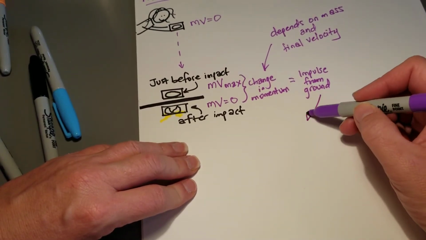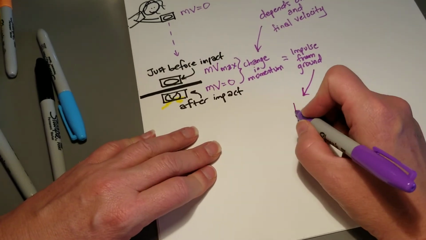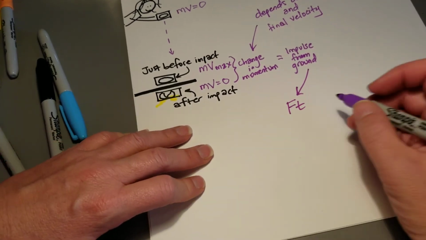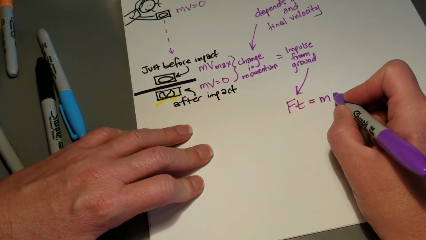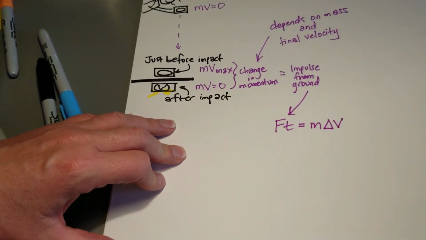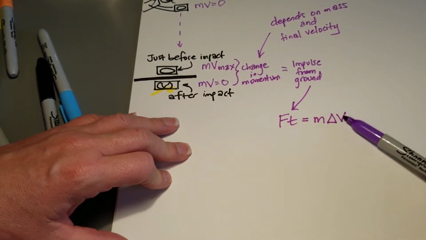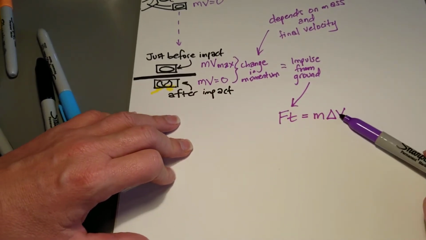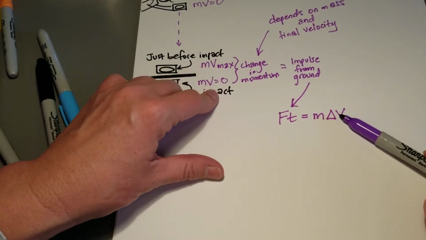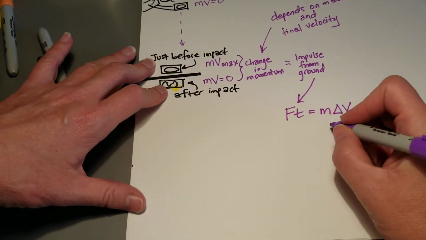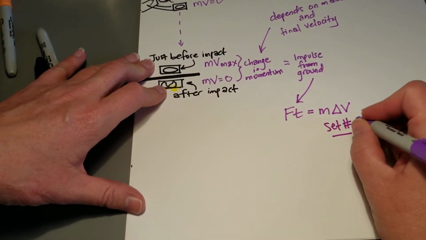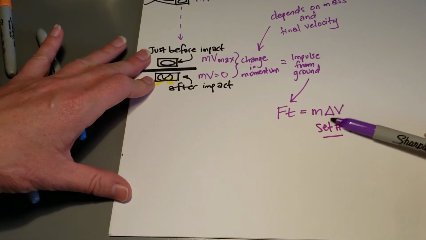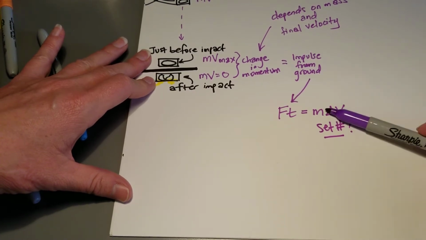Now let's discuss this impulse business, because that to me is the best part. Impulse, just to remind you, is FT. And we say that the impulse that the ground provides is equal to the mass times the change in velocity that your apparatus experiences. So this is what we were just talking about up here. It depends on the mass and the final velocity of your object, because we know that it's going to change momentum to 0. So the faster it's going, the bigger this side of the equation is. But this is a set number. It can't change based on how you drop it. It just changes based on your design and how fast you let the apparatus go and how heavy it is.